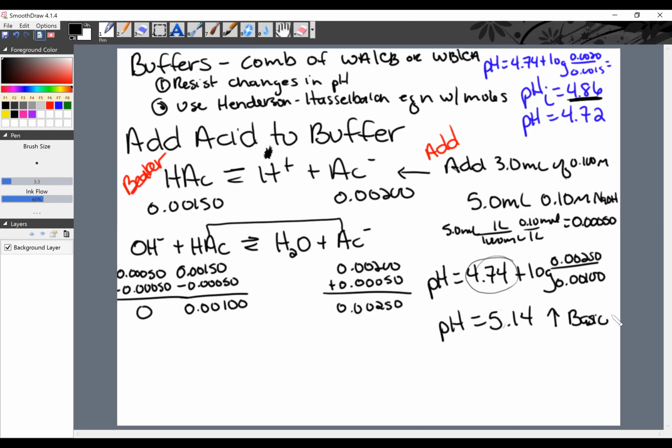So that is why it's really nice to be able to use moles in the Henderson-Hasselbalch: once you convert to moles, every time you add something, you don't have to go back and redo dilution problems each time. Now, there's nothing wrong with that. If you're more comfortable with that way, absolutely. But if you recognize a buffered system, it's usually easier to be in moles for the calculations.